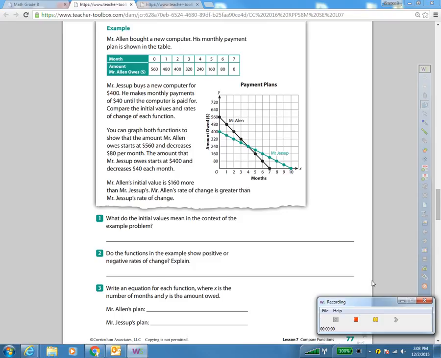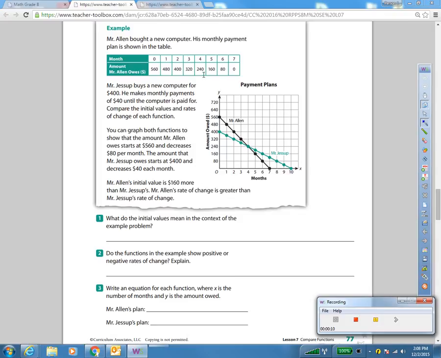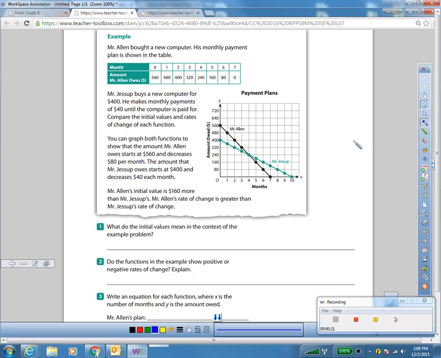This is Mrs. Pemberton, and this is homework help with page 77 and 78 in your practice book. So we're going to start with problems 1 through 3, and I want you to make sure you've read through the example before you start anything. First question, what does the initial value mean in the context of the example problem?